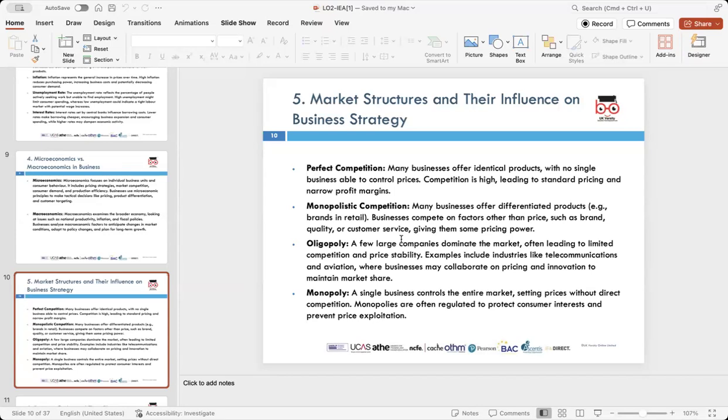An oligopoly, next one. In an oligopoly, a few large companies dominate the market, making competition limited. Industries such as telecommunications, automotive, and airlines often operate as oligopolies.